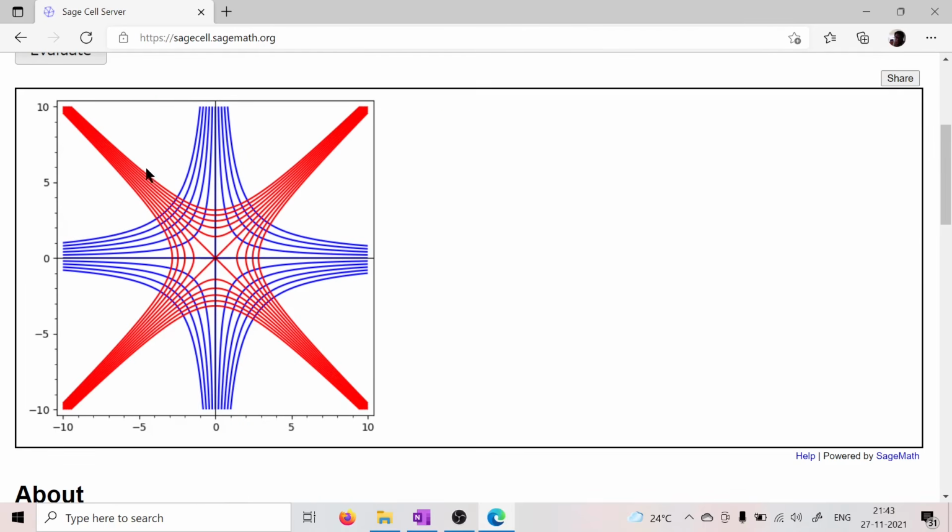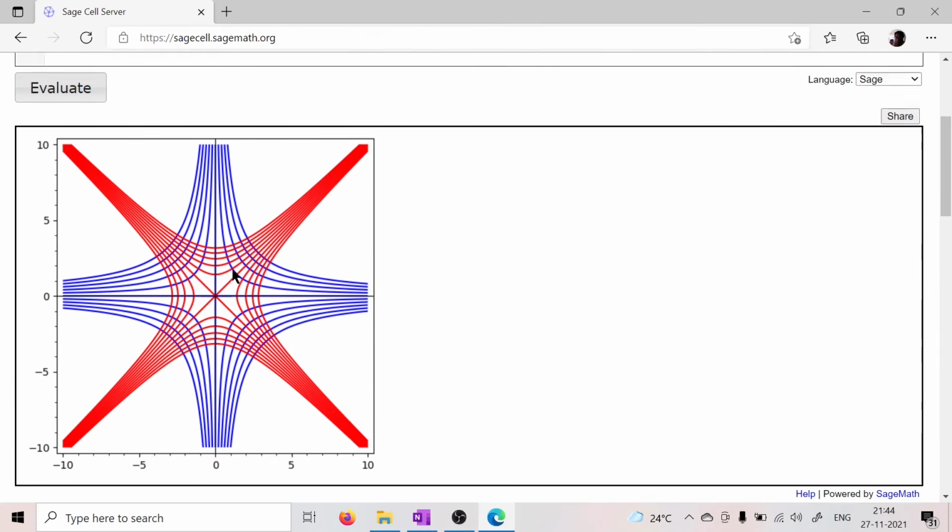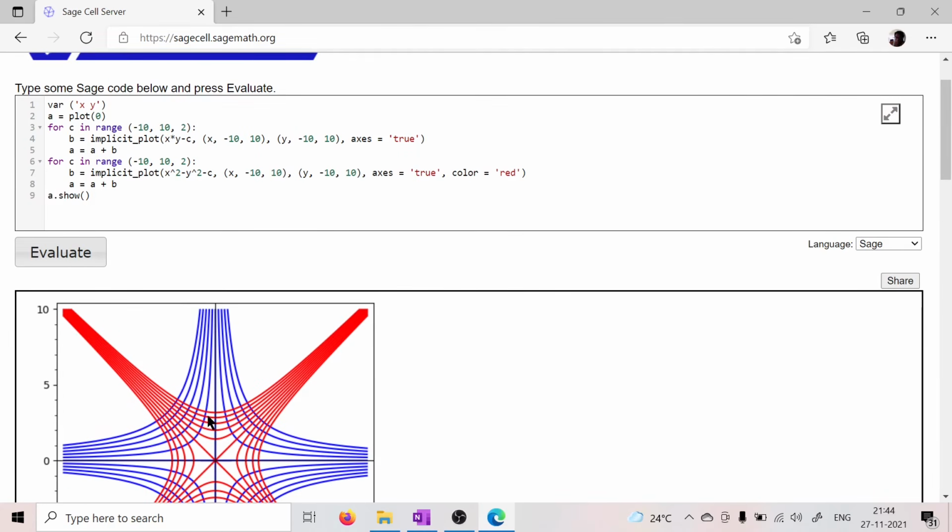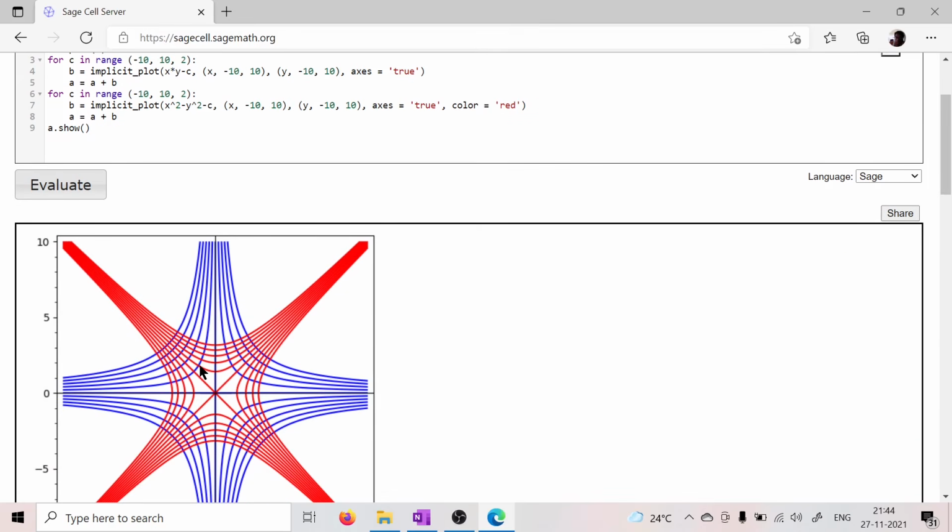Similarly, for the red hyperbolas, you can see this one is y equal to x and this straight line is y equal to minus x, and those lines are tangential to the hyperbola at infinity. So those are the asymptotes to the orthogonal trajectories, and those are also perpendicular to each other. And at every point of intersection of the red lines with the blue lines, you can see the angle of intersection is 90 degrees.